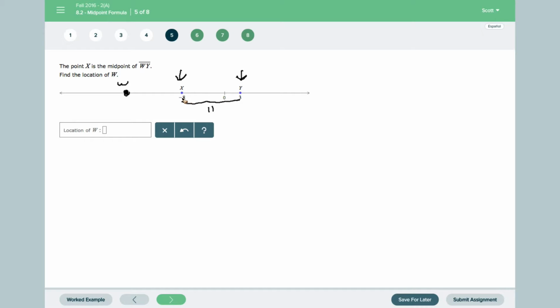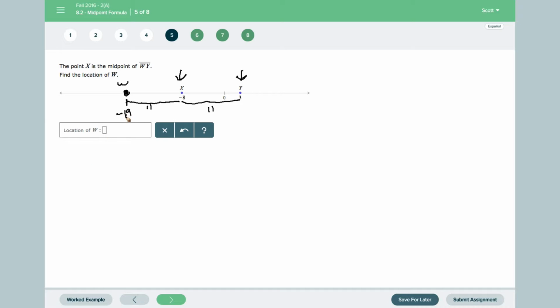Okay, so to find the distance between 2 points, just subtract them. Well, if that's 11 spaces, then that also needs to be 11 spaces. So what's -8 minus 11? It's -19. So this would be at -19 right here.